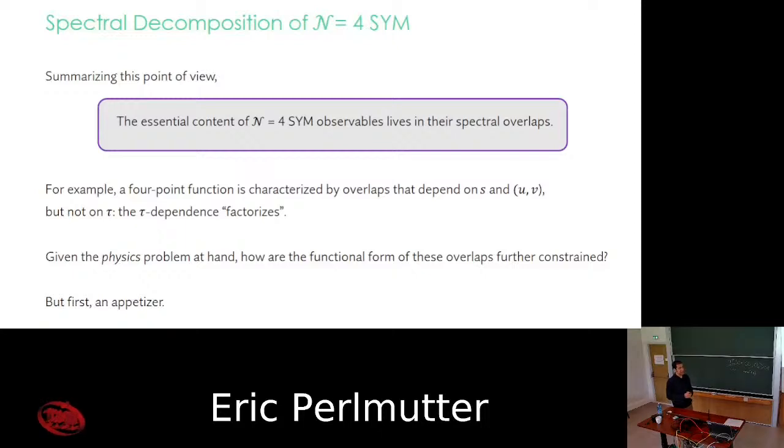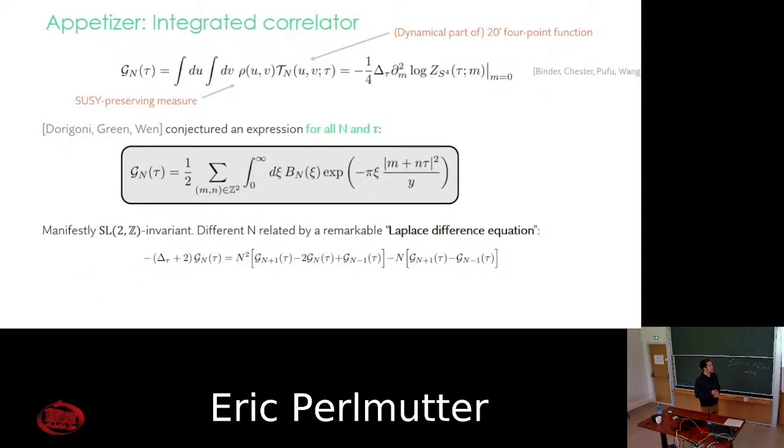Now, what we want to understand is how to apply this to N=4, what this implies. I certainly won't get to it all. But I think I should talk about this integrated correlator because it gives some meat to the story in a specific example. Okay. So I'm going to introduce this object, G_N(tau).